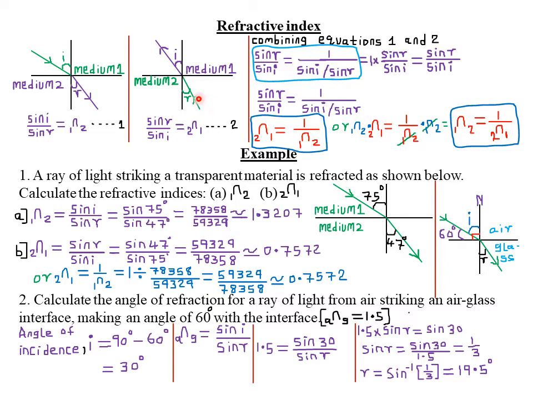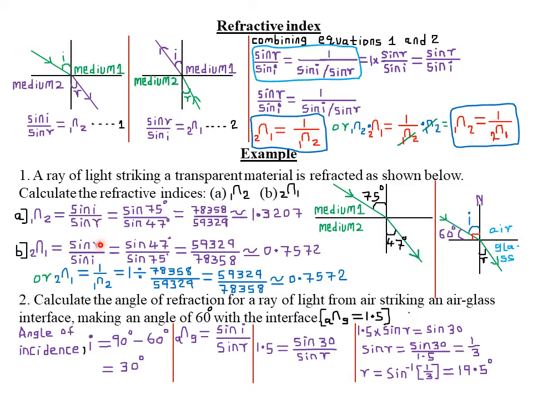It's just moving like this particular ray here. So from medium 2 to medium 1 means that the ray of light is starting, that is, the angle of incidence will be in medium 2. Then the refracted ray will always be in medium 1. Therefore, the refractive index from medium 2 to medium 1 will be sine r over sine i.